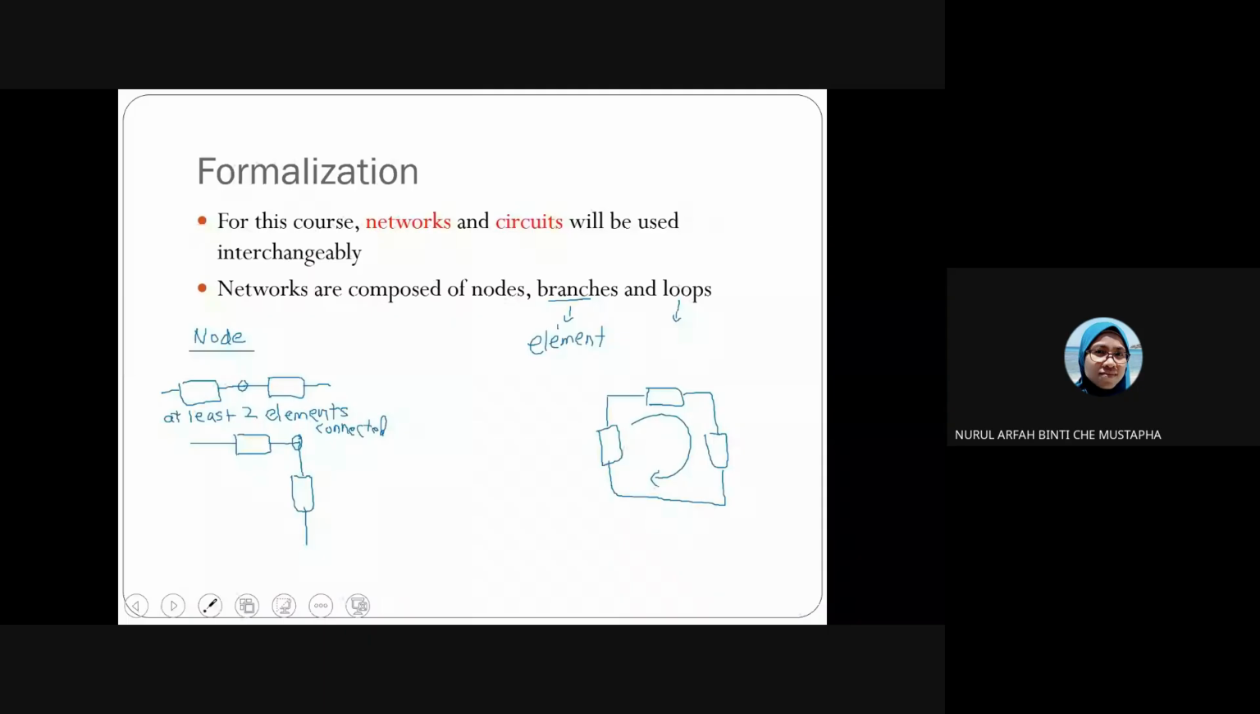What if we are moving through a passive element? It should have a plus on the side where current is entering. What about the other side? The current leaving will have a minus sign.